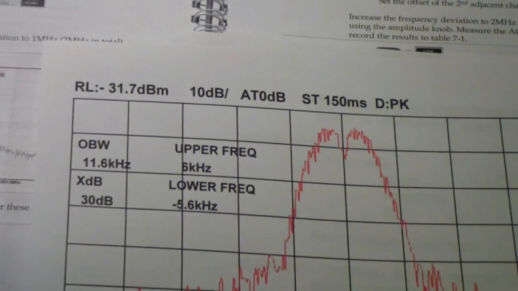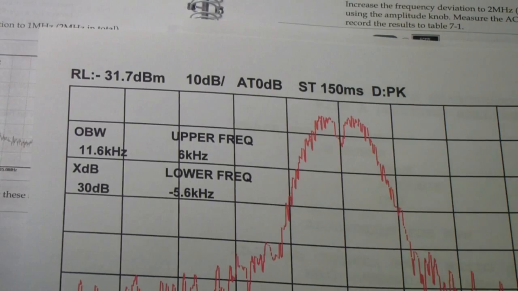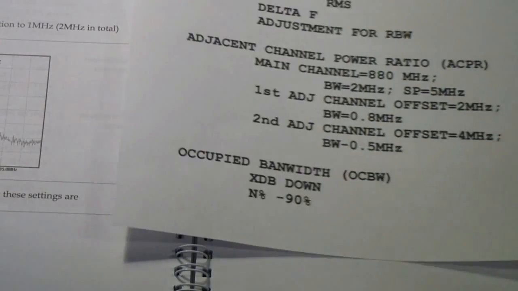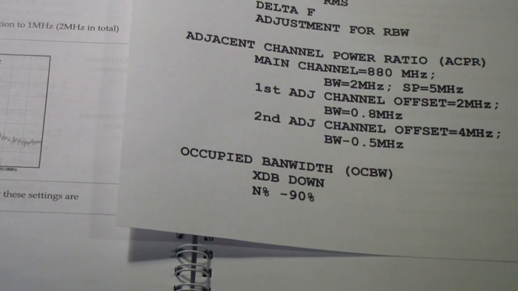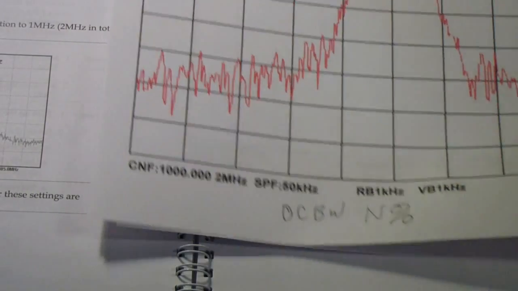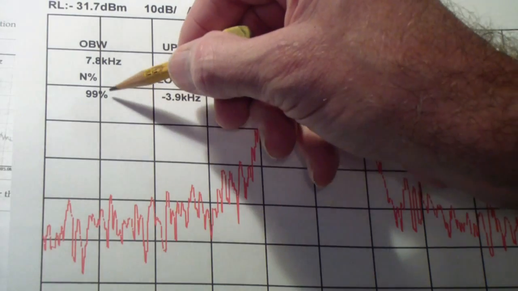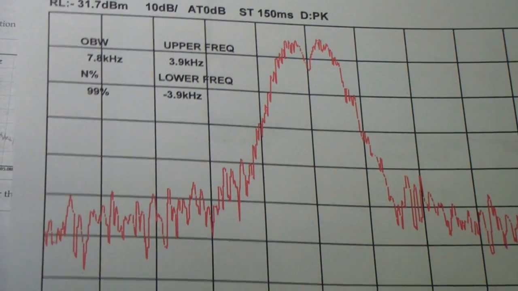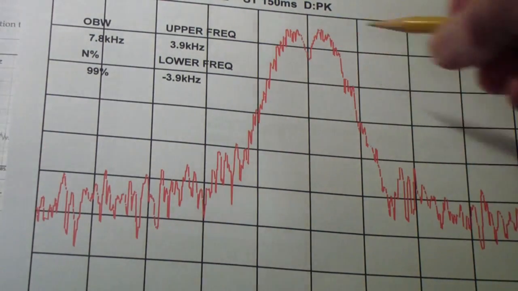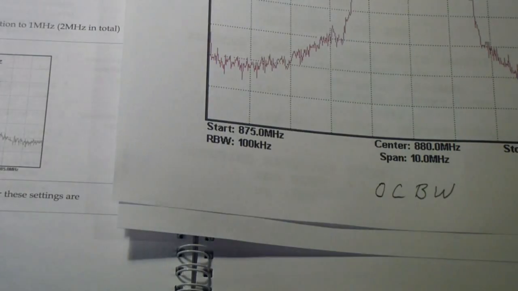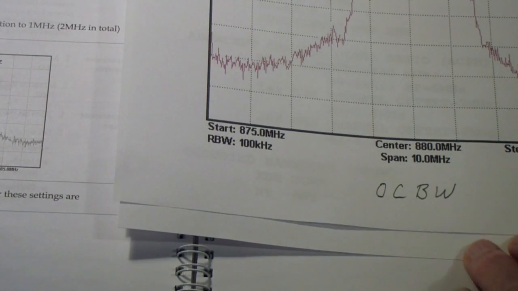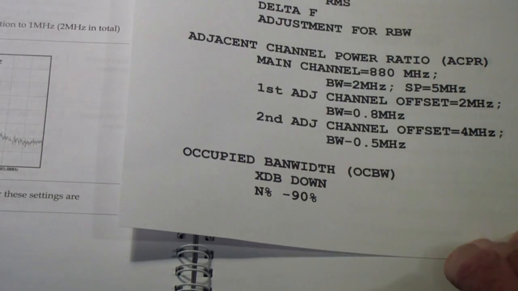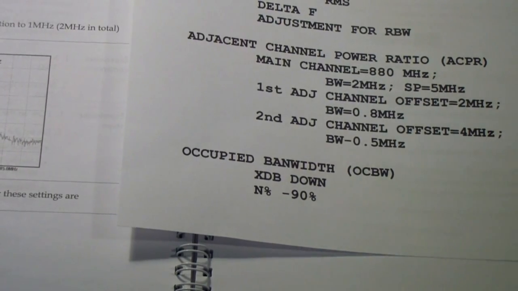There is a second method that can be used, which is the percent method. That is the method that we are going to use. In this case, they are using 99% of the carrier. We instead are going to use 90%.